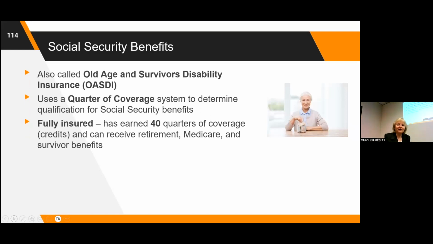Social Security benefits, also called old age and survivor's disability, that you need to know. Old age and survivor's disability, OASDI. It uses a quarter of coverage system to determine qualification for Social Security benefits. Fully insured is 40 quarters. Fully and 40 go together. That's easy, right?